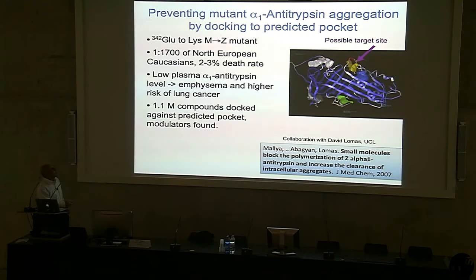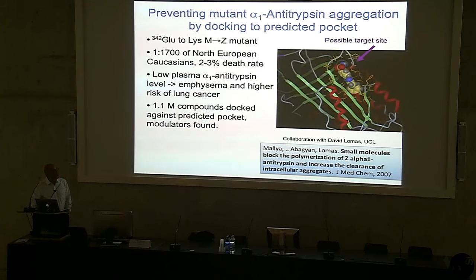In this paper, which we published with David Lomas, now at UCL, at that time in Cambridge, we took alpha-1 antitrypsin. There is a mutant form of this protein which creates emphysema in those patients, and chronic emphysema leads to a high risk of lung cancer. We ran the pocket finder. The pocket finder gives you these shapes, and we decided to target this one. Nobody targeted that before. 1.1 million molecules were docked against this. We take the top 10 or 20, test them, and we find some interesting inhibitors, which then slow down the progression of the disease, and so the patent was filed and everything. So that's one example where we predict the pocket and target it.